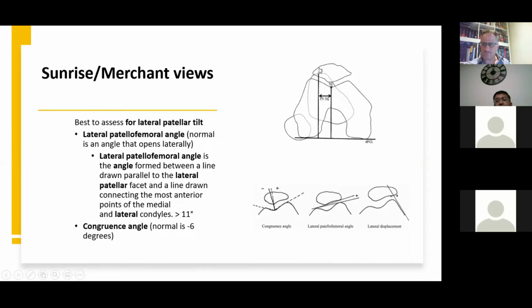And this is the diagrammatic representation of the measurement of the TT-TG distance. We have to measure the distance between two lines. One line from the tibial tuberosity to the posterior cortex in one cross section of the CT. In the other cross section of the CT, one line from the trochlear groove to the posterior cortex. And in between these two lines, this is the distance, this is the TT-TG distance.